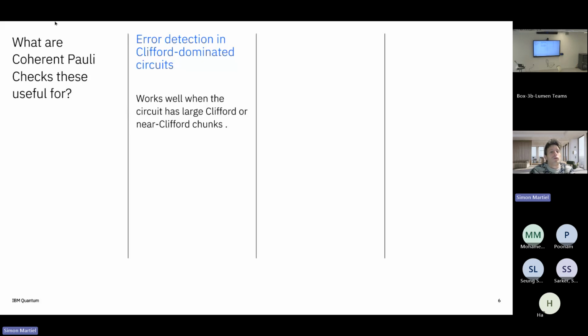So why do we want to correct errors in Clifford circuits, since Clifford circuits are a priori very simple to simulate and not very interesting in terms of quantum computation? The reason is that most near-term applications usually rely on Clifford-dominated circuits. So for instance, if we have a circuit that has huge chunks of Clifford gates that contain all the entanglement generation of the circuit, then we can detect errors on those chunks and vastly improve the quality of the overall circuit.